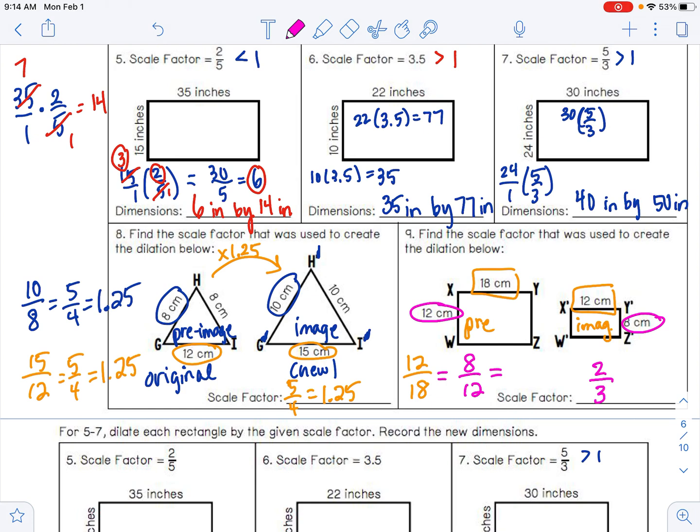If you ever get a scale factor that you know is not right, like it's supposed to be less than 1, but your scale factor is greater than 1, more than likely you're upside down on your scale factor. So if you just do the reciprocal of your scale factor, that will probably fix it.